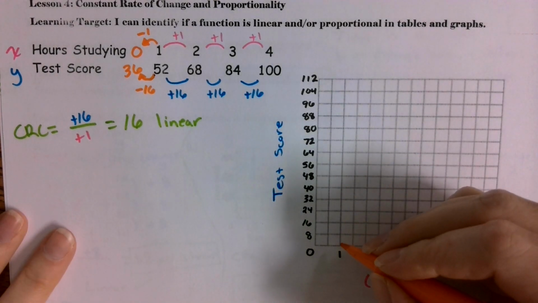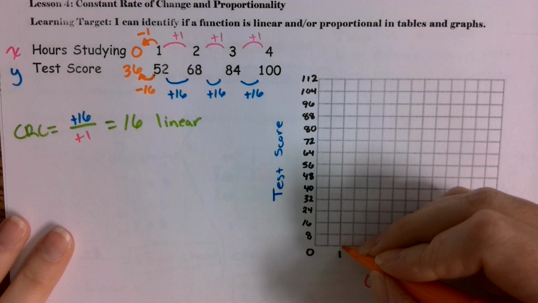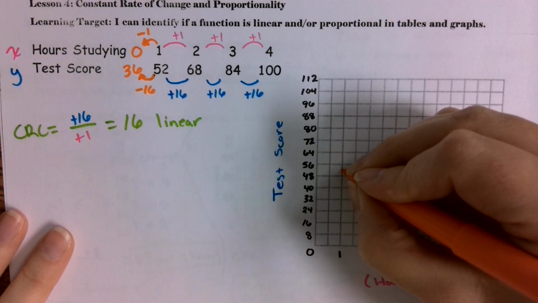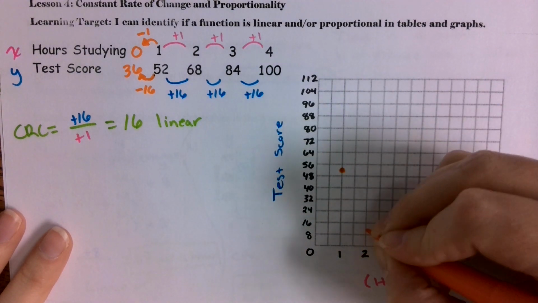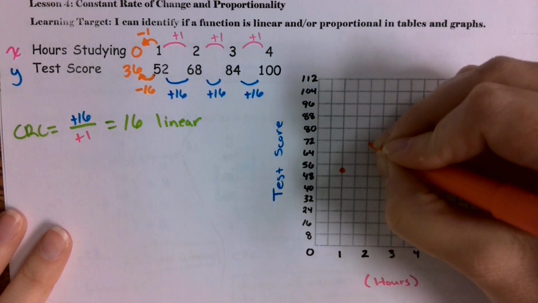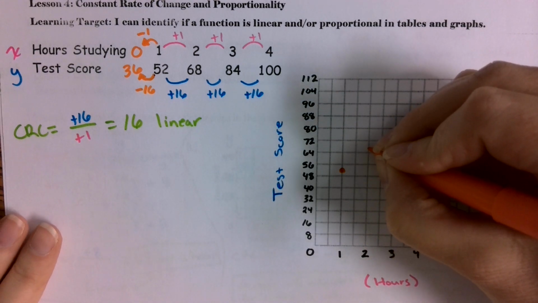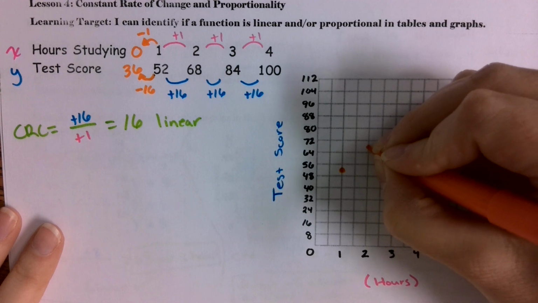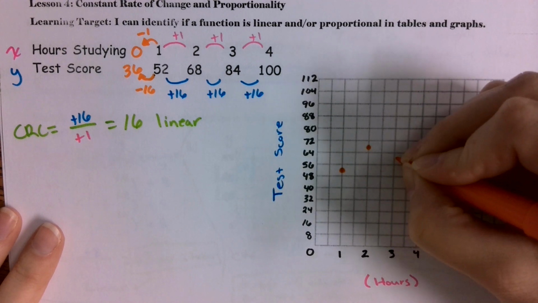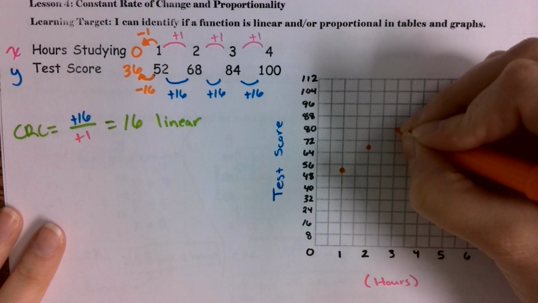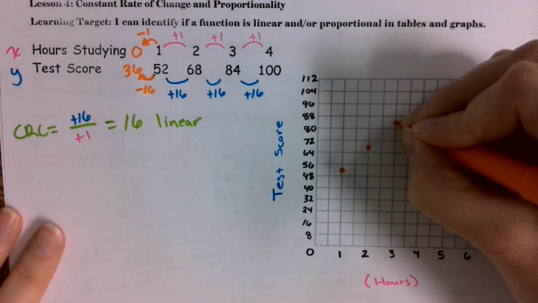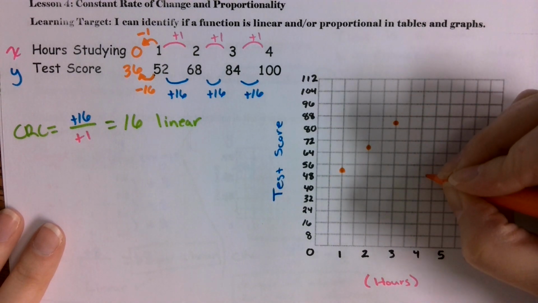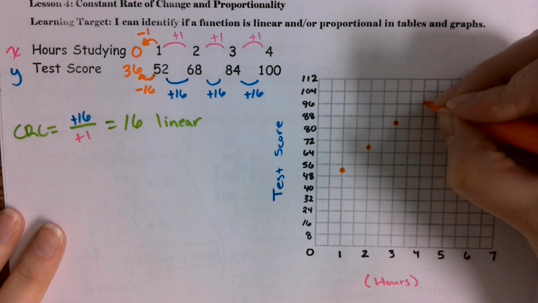Okay, so if we're looking at it, at 1 hour, we would be at 52, which is directly in between the 48 and the 56. If we're at 2 hours, we're at 68. That's directly in between the 72 and the 64. At 3 hours, we're at 84. Directly in between the 80 and the 88. And then at 4 hours, we're at 100, which is directly in between the 96 and the 104.